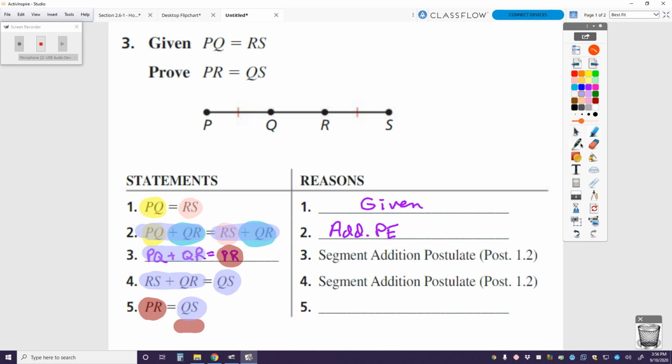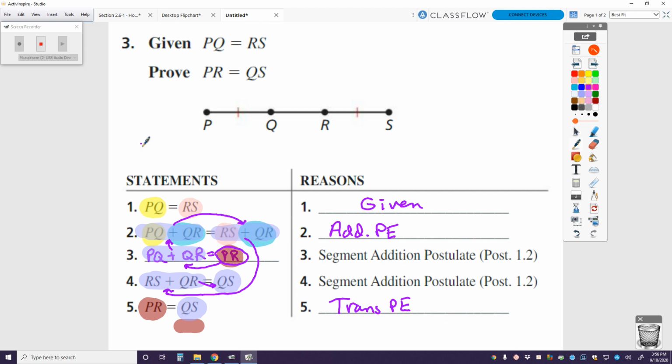So I've got to be honest with you here. The book really did some big jumps here, and I don't like how many big jumps they did all in one shot, but really they've got this PR connected to this PQ plus QR, which is the same as that PQ plus QR, which is equivalent to this RS plus QR, which is the same as this RS plus QR, which leads us to QS. So I've got to be honest with you. They did basically an extended version of the transitive property of equality. They basically used it twice.